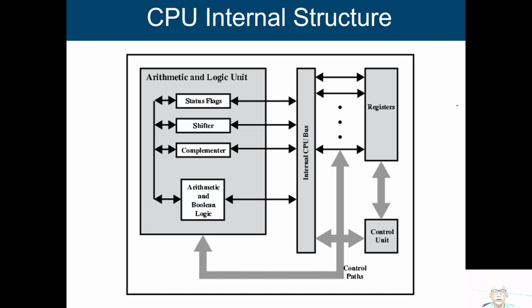So, if we now look into the internal structure, we get these components. Basically, inside your CPU we have some storage elements, these are called registers. We have the ALU, arithmetic and logic unit, where we perform some arithmetic and Boolean logic operations. Along with that we may have some components called a shifter, complementer, and one more component that we have is status flags. We will see what those status flags are.